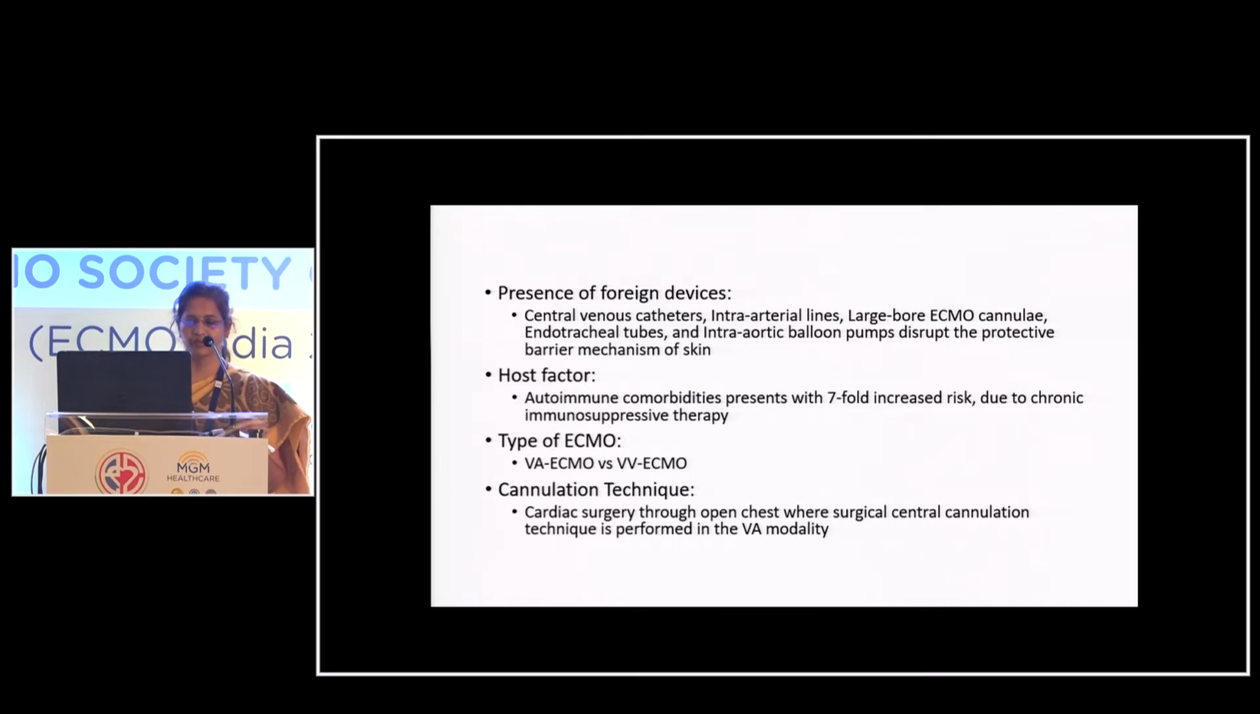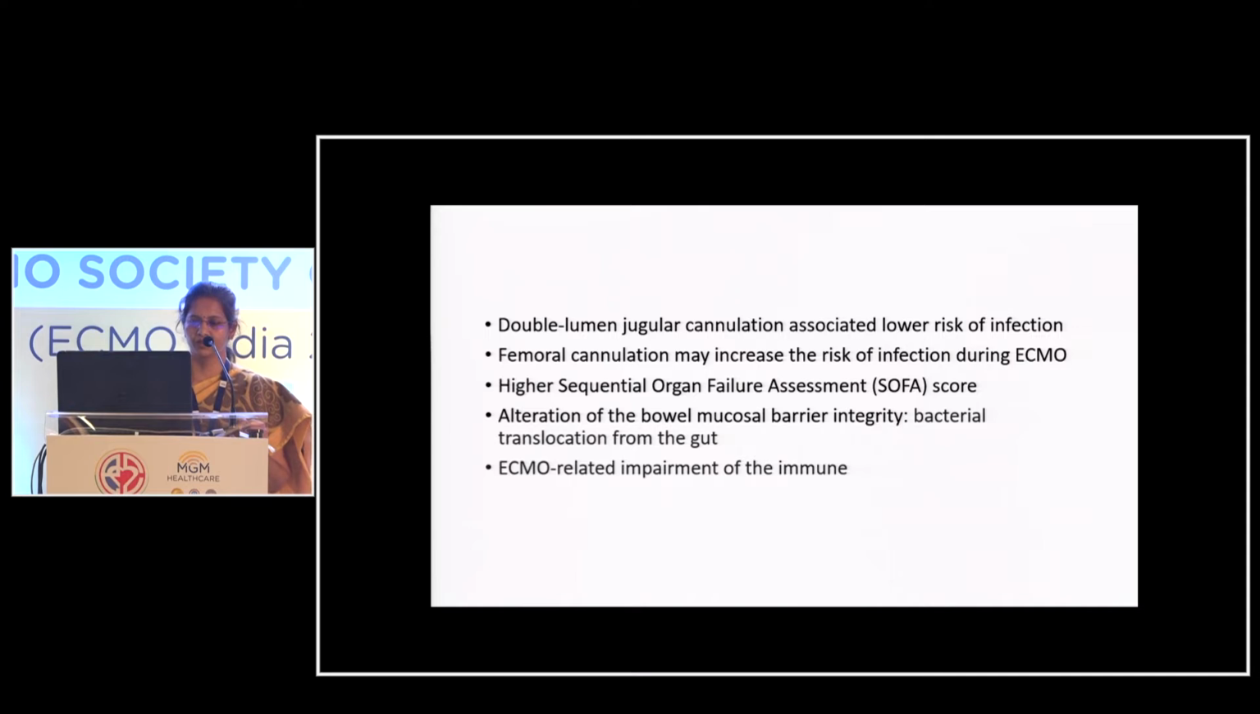Type of ECMO: VA ECMO encounters more infection, the rate of infection is more in VA ECMO when compared to VV ECMO. Cannulation technique: cardiac surgery through the open chest, where surgical central cannulation technique is performed in a VA modality, has a higher rate of infection. Double lumen jugular cannulation is associated with a lower risk of infection when compared to femoral cannulation.